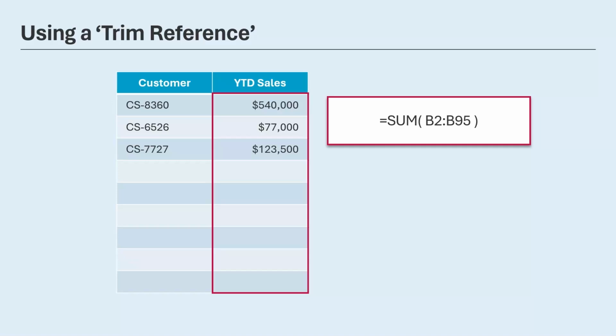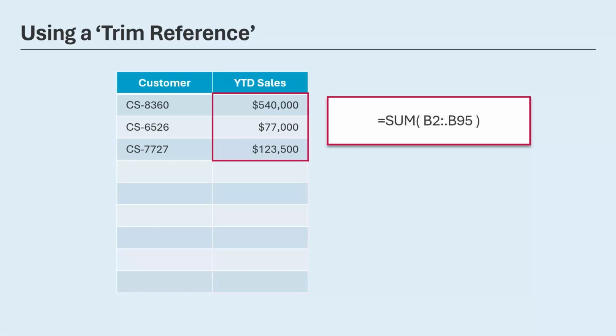And if you put a period just to the right of the colon, it'll take any blank rows off the bottom of the data set. So in this situation, there are no blank rows above this data set, but there's a lot of blank rows below. So by just putting a period right after the colon here, so the reference is now B2:.B95, it dynamically chops it down to only the cells that are actually filled in. Let's see this in a real spreadsheet.